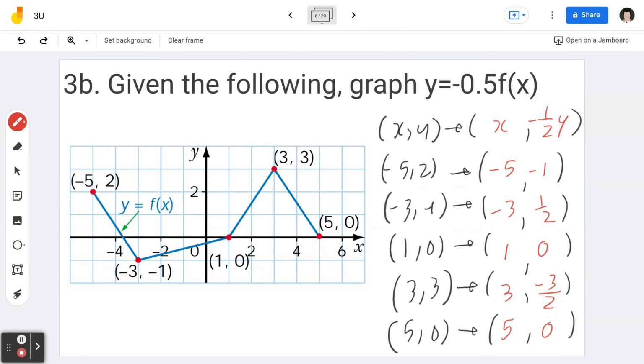So again, the hard part's now over. I go back to the graph. Negative 5, negative 1 is going to be right there. I'm going to label this point. Negative 3 half is going to be right there. I'm going to label that point. Next, we have 1, 0, which is known as the invariant point. We'll come back to this at the end. The next one's going to be 3, negative 1.5. And last but not least, 5, 0, which again is another invariant point. So I'm going to take a straight line. I'm going to connect them first.